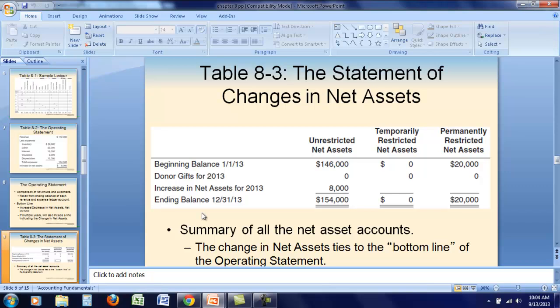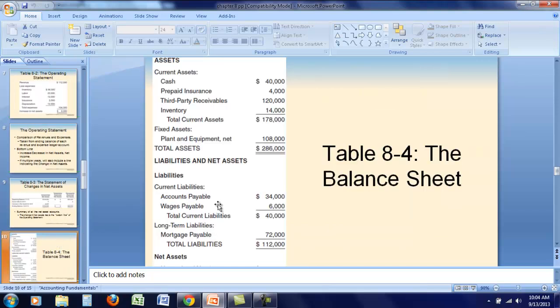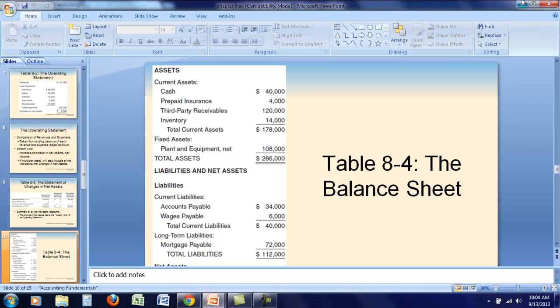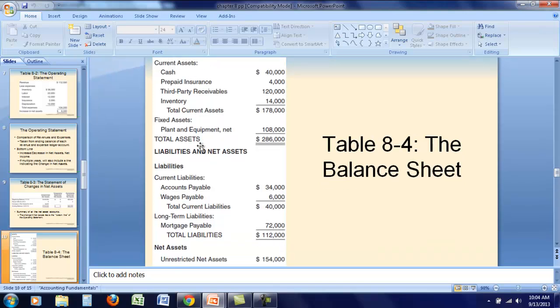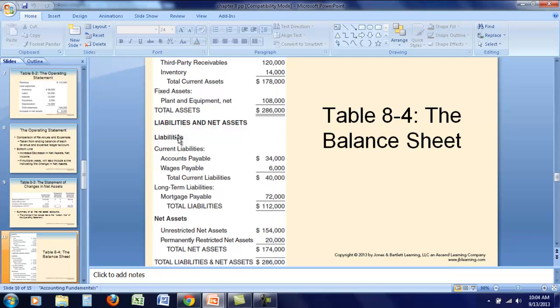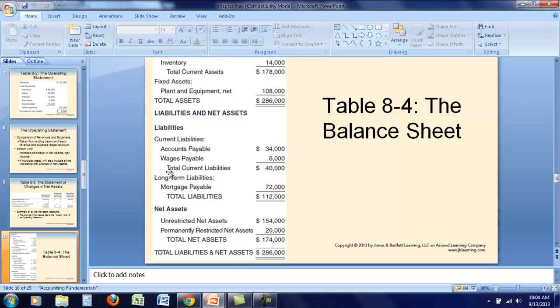So let's take a look at example 10, table 8-10, slide 10. So it's really the assets and the liabilities. It's an example of the balance sheet. So if you notice on here from the table 8.3, you have unrestricted net assets of 154,000, and you have the permanently restricted net assets of 20,000. And once again, notice that total assets equals total liabilities and net assets. So that's just an example of how all of the previous information has been combined to create the balance sheet.